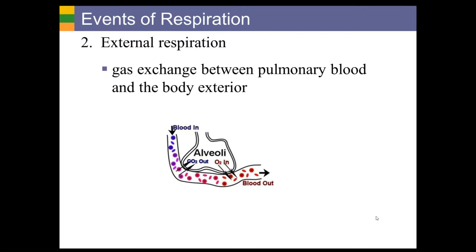The second event of respiration is external respiration. So after we've gotten sufficient amounts of oxygen into the alveoli, then we've got to get it into the blood. That is what occurs across that respiratory membrane as oxygen moves down this partial pressure gradient into blood and carbon dioxide moves out of blood. This is called external respiration because this is occurring between the blood of the pulmonary capillaries and technically the air that's external to the body.